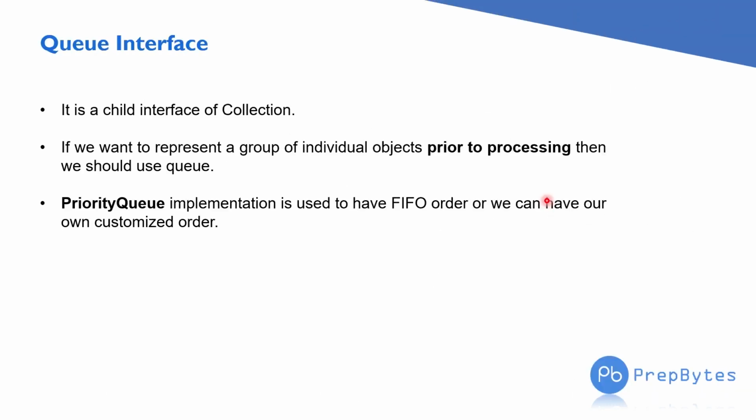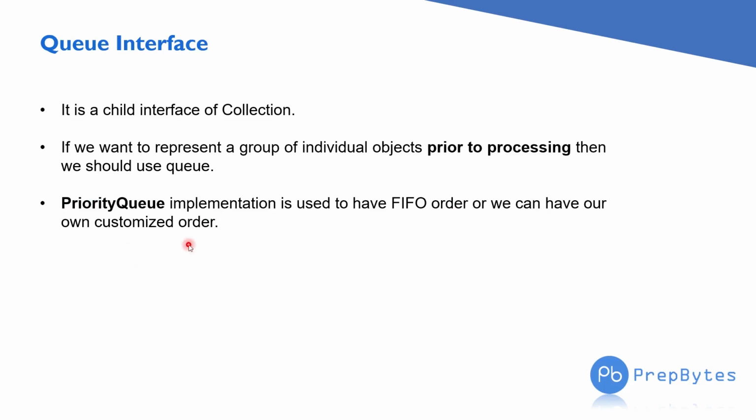Next point is priority queue implementation is used to have FIFO order, or we can have our own customized order. Okay, not always. Queue in itself has a FIFO order. By default, it is first in, first out order. But using priority queue, we can also have our own customized order.